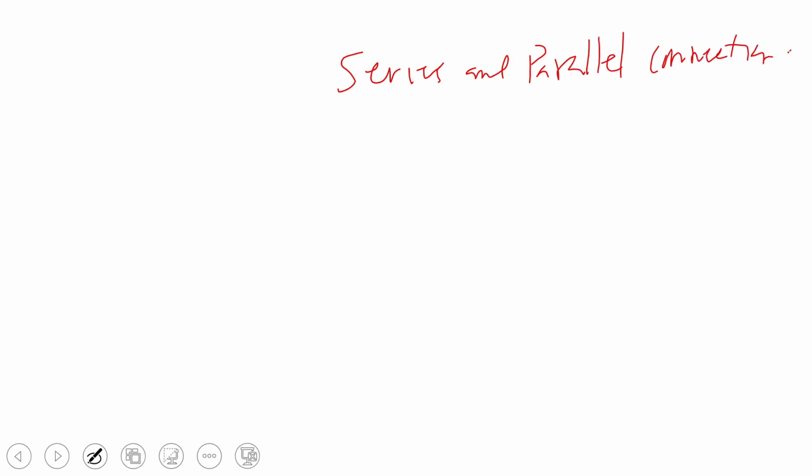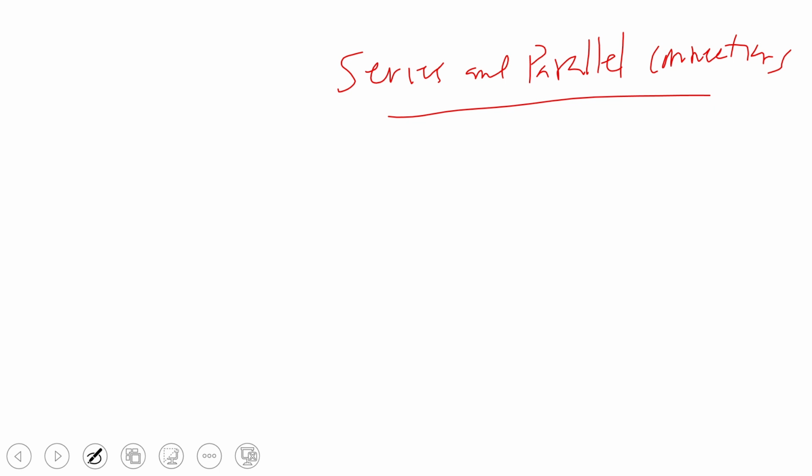Welcome to today's class, and today we want to talk about series and parallel connections. Now, one thing is that in electrical engineering, most of the time we put things in series or in parallel. So we want to understand the basic concept when we say things are in series or things are in parallel.